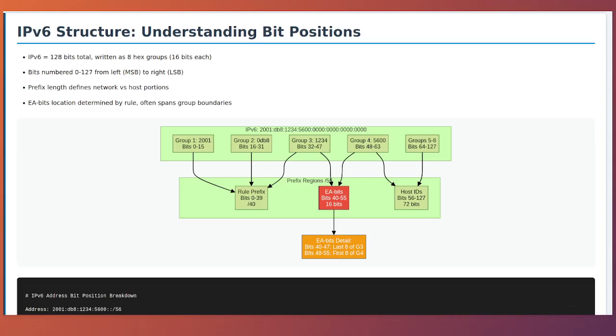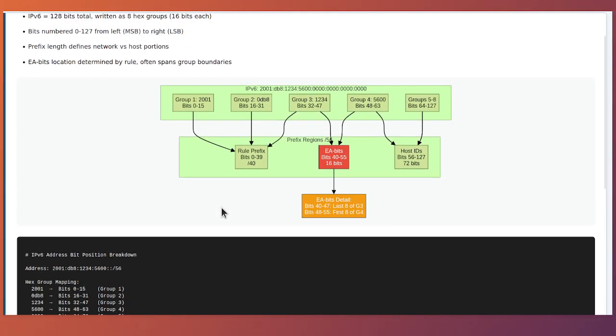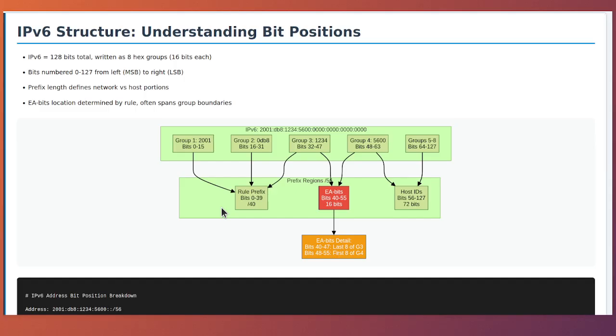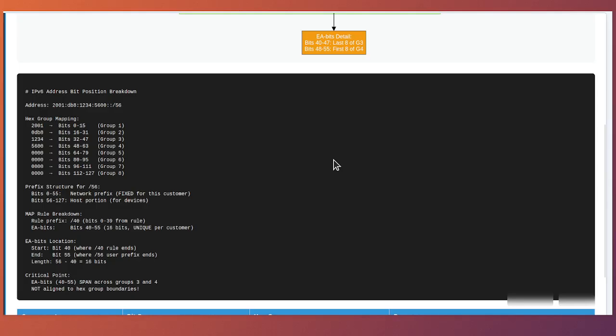The prefix length, indicated with slash notation like /56, tells us how many of these leftmost bits constitute the network prefix versus the host portion. A /56 prefix means the first 56 bits are the network identifier and the remaining 72 bits can be used for individual devices. Now here is the critical insight for MAP.